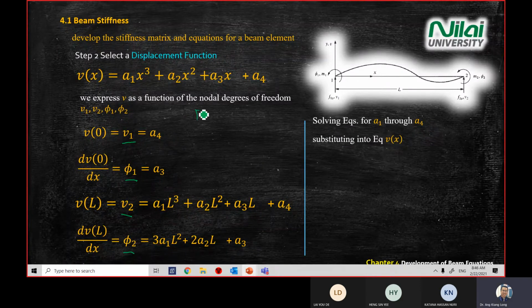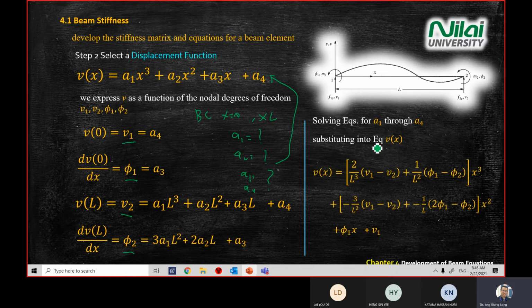You apply the boundary conditions, x equal to 0, x equal to L. Then you differentiate it. After that, you find what A1, A2, A3, A4 are. Then you substitute back all these terms, A1, A2, A3, A4, and you get this equation. It's a very lengthy mathematics process, but this is how we get it.